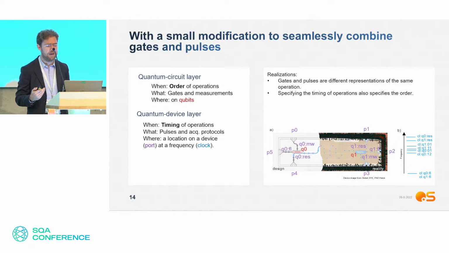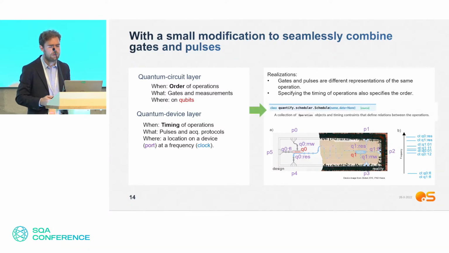The realization that we had was that actually there are different representations of the same operation. And if you specify timing, you're also specifying the order. So that means that we can have a layer where we're just adding operations to it. And then as a compilation step, make sure that it all has a valid representation at this lower level. And this is what comes together in the schedule.